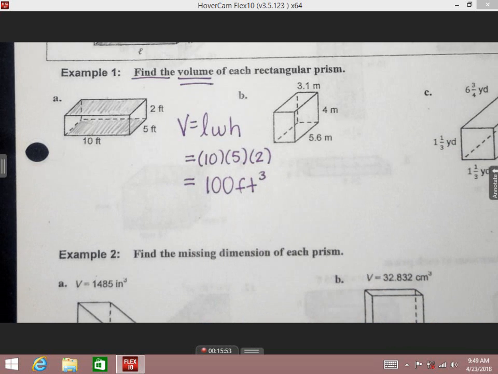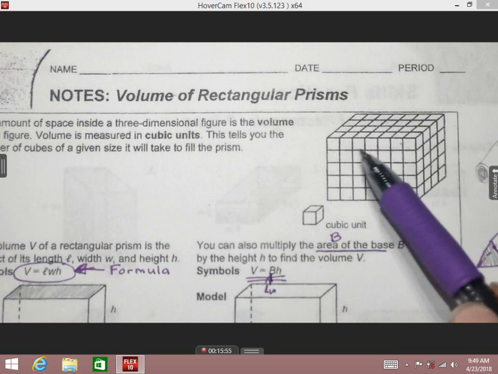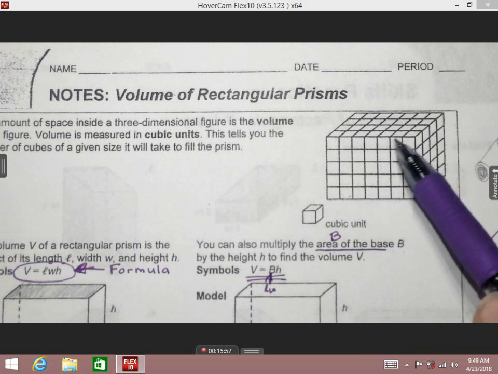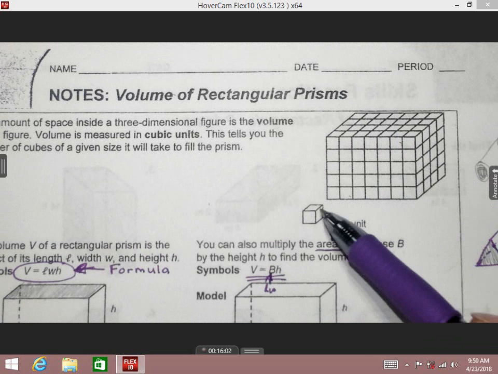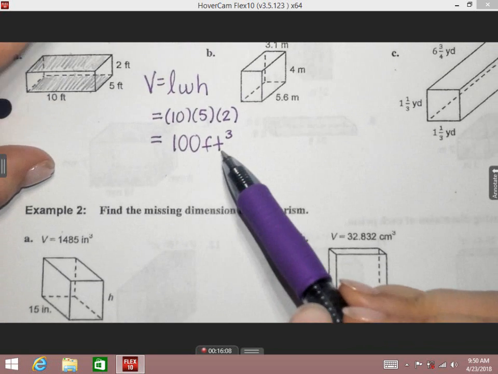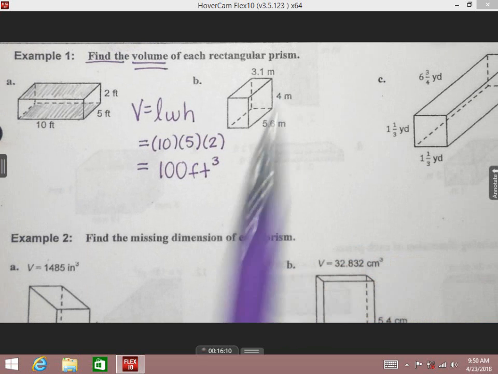Because, in fact, if you look up in that top corner, what's happening is you're really splitting up that prism into all these cubic units, these little cubes. Okay? So that's why we call that 100 feet cubed. Okay. B, we're still finding the volume.